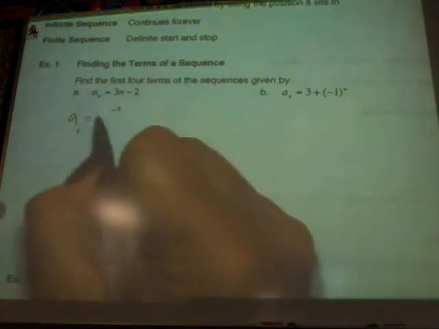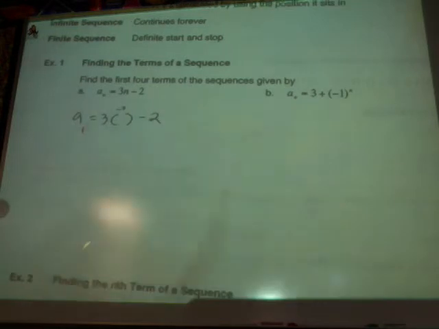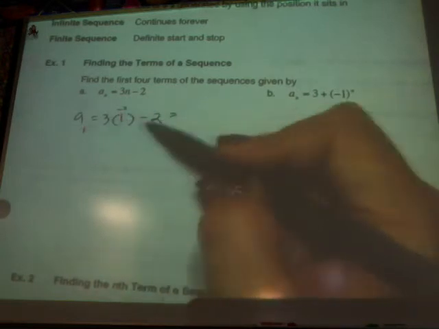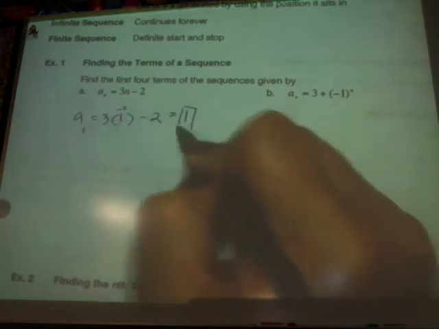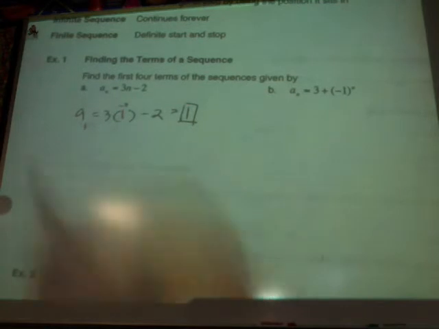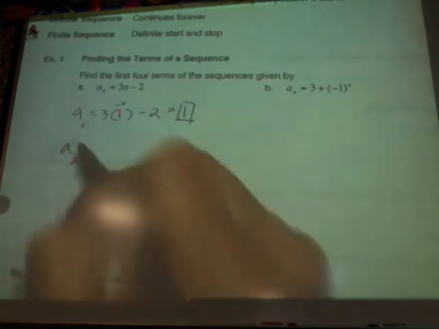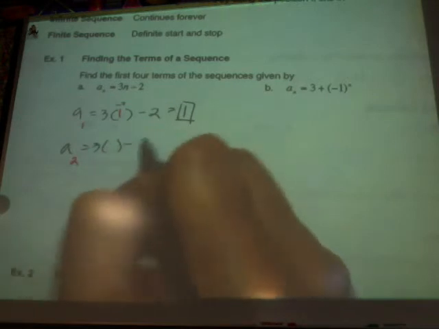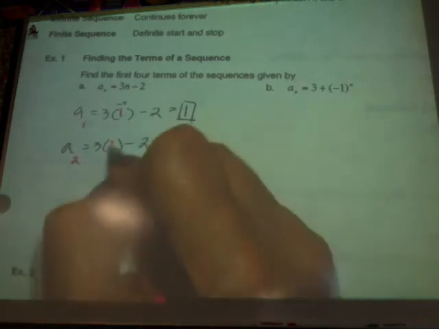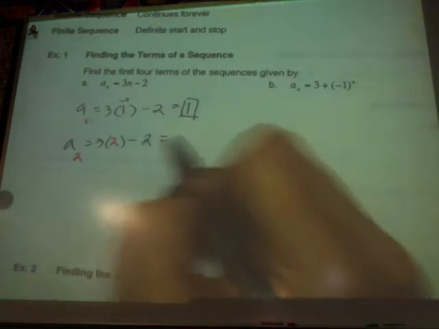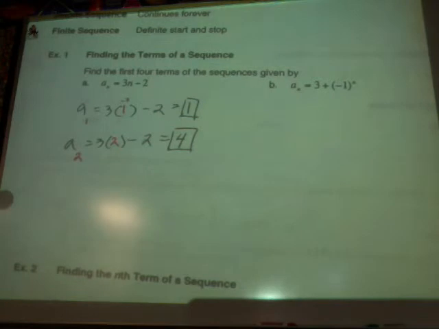So I've got 3 times 1 minus 2, which is what? What value does that give you? 1. So the first term of the sequence is 1. Then a sub 2. Running through that pattern, this time we have 3 times 2, which is 6, minus 2 gives us 4. So 4 is the second term of the sequence.